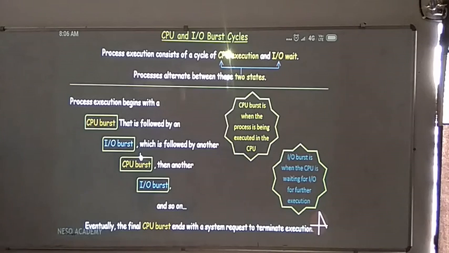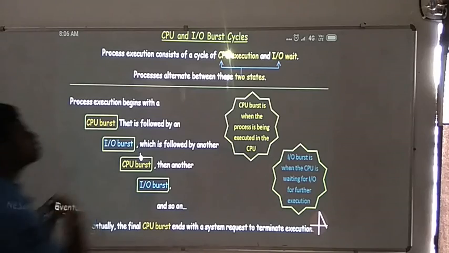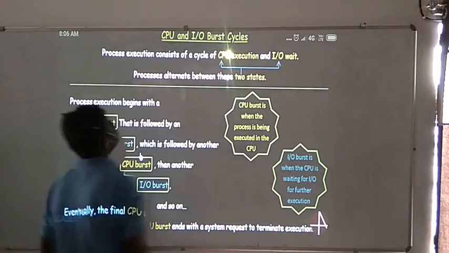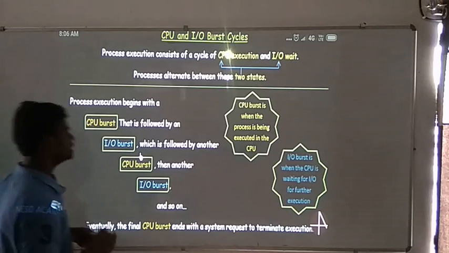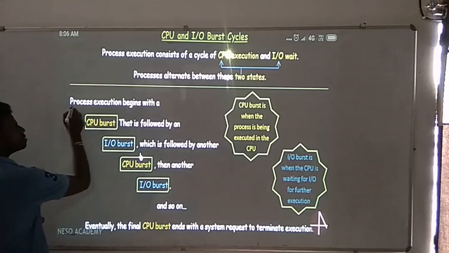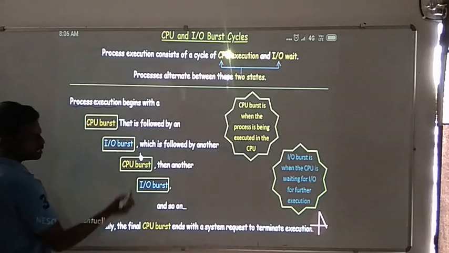Now in today's lecture we are going to see CPU burst and IO burst, as I discussed in the previous lecture. Let us try to understand what is the CPU burst and what is IO burst. Any process execution will contain these two cycles, the CPU burst cycle and the IO burst cycle. Generally, any process will be executed by following these particular cycles.